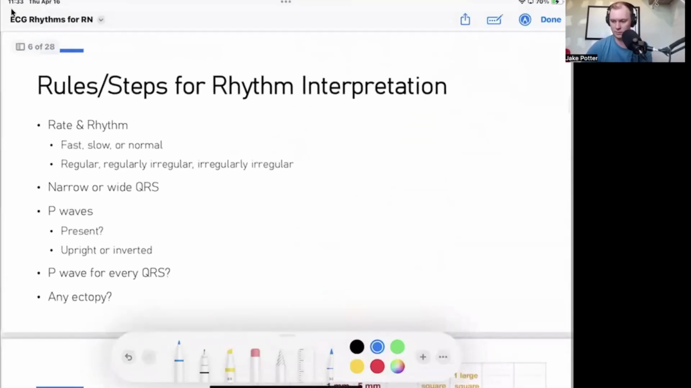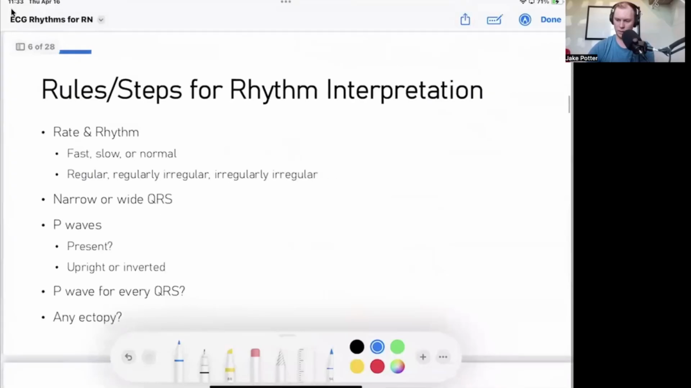All right, so next we have some rules and steps for rhythm interpretation. This is kind of the easiest way, I think, to go about it. This is how I learned when I was going through paramedic school. It's much easier to break things down and interpret things if you have rules and steps to go by. Same thing as a protocol. It's a lot easier to remember and a lot easier to go by.